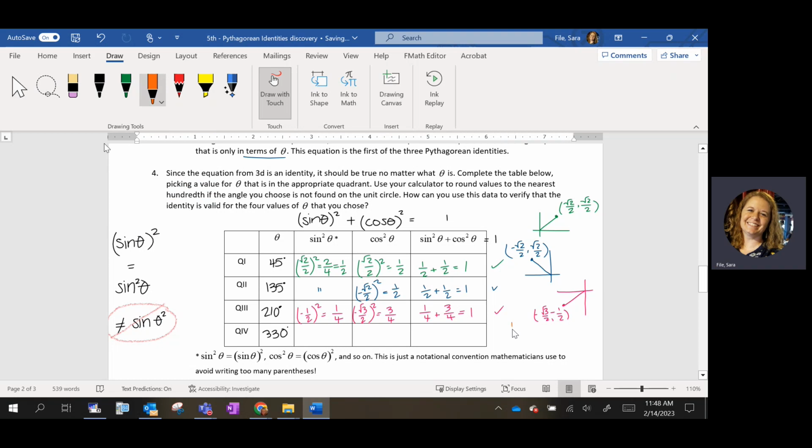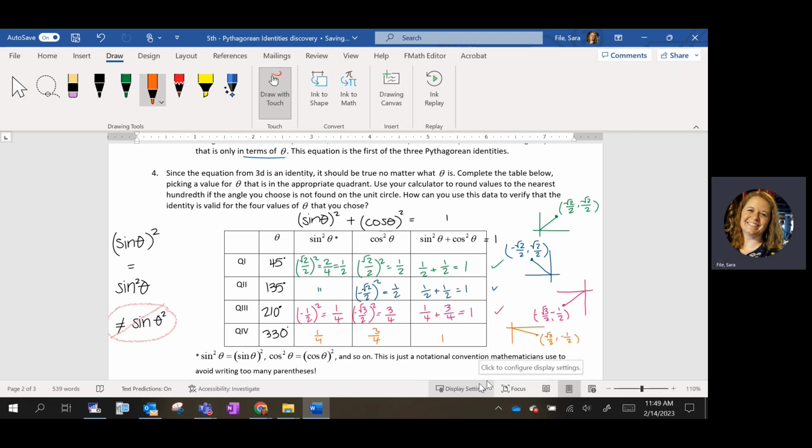Okay, and then last but not least, 330. You know what? That's another 30-degree reference angle. It's going to come out the same. I didn't draw that very good, but it's also a 30-degree. So it's going to be √3/2 and then negative 1/2. So it's the same values. It just switches which one was negative, which won't matter because we're going to still end up with 1/4 and 3/4, which the sum is still 1, right?